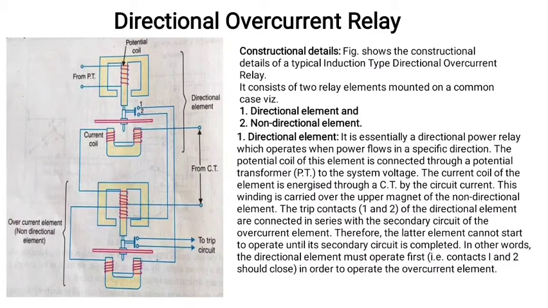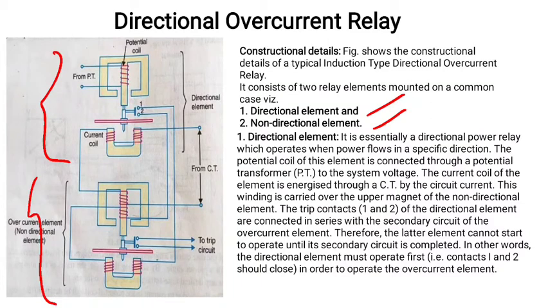Directional overcurrent relay. So the construction details are, the figure shows the constructional details of a typical induction type directional overcurrent relay. It consists of two relay elements. One is the directional element and the second one is the non-directional element. So in the figure you can see this. This part is the directional element, and this is the non-directional element, which is called the overcurrent element.